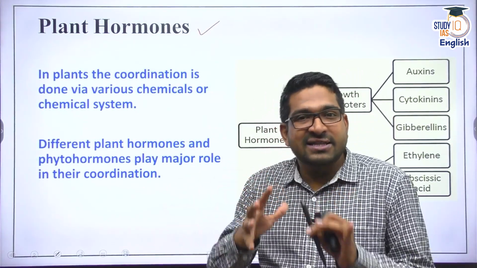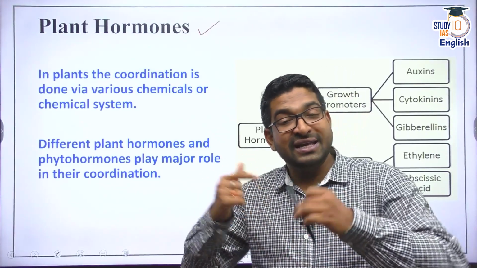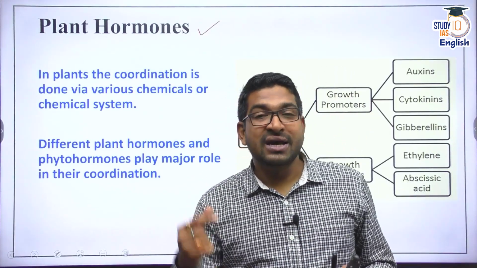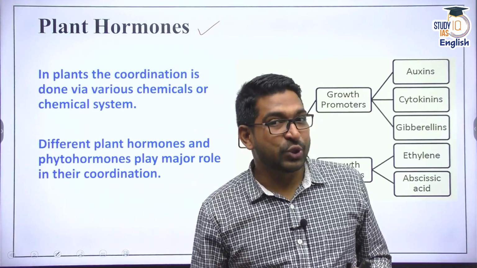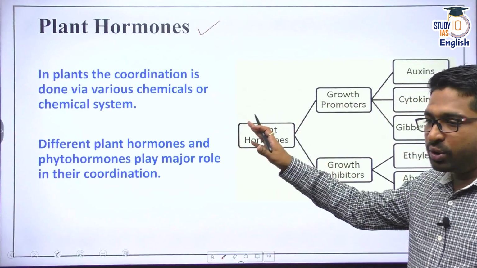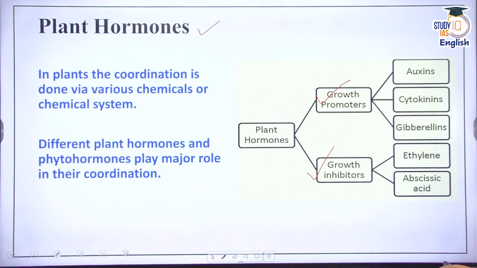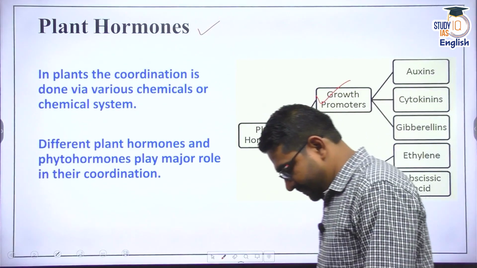And basically whether it is a storm, cold temperature or hot temperature, it again starts to grow when there are favorable conditions. These are governed or controlled by the phytohormones. The important phytohormones are growth promoters and growth inhibitors, that is auxins, cytokinins, gibberellins, ethylene, abscisic acid. Let's talk about these.